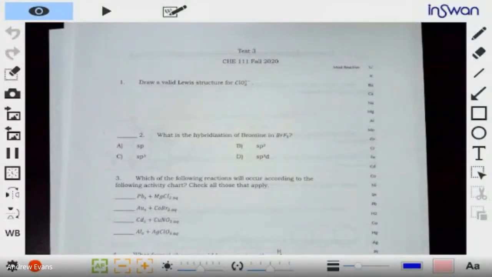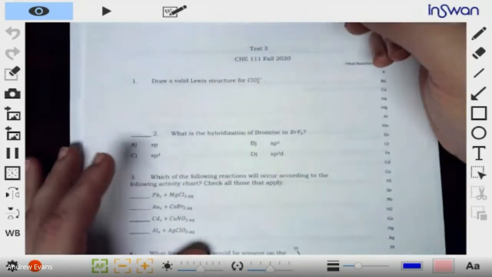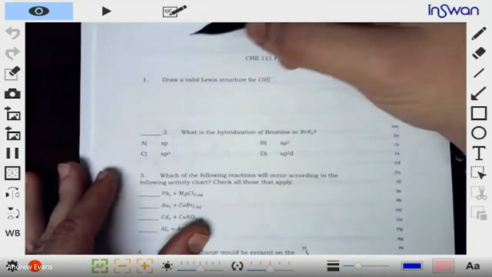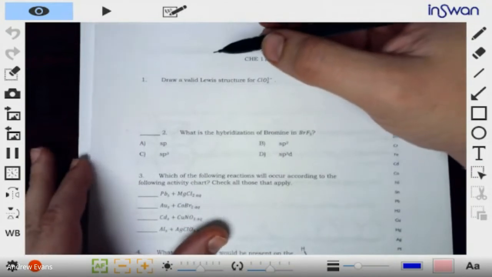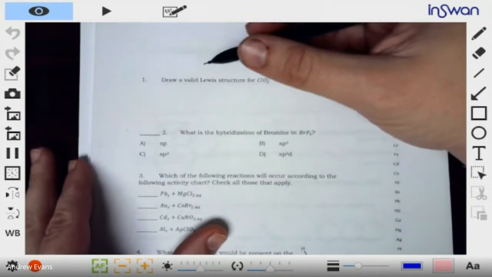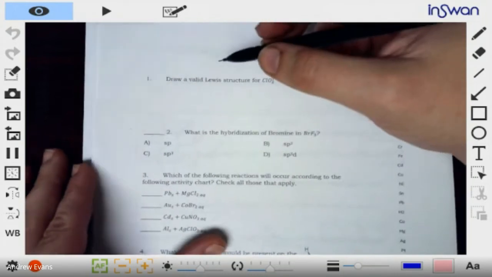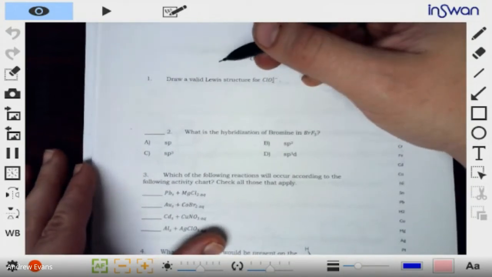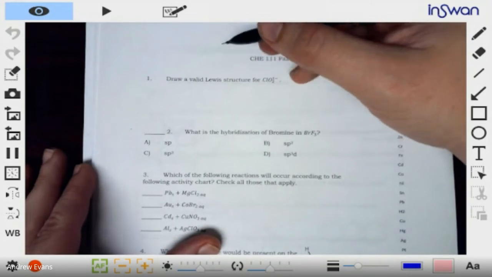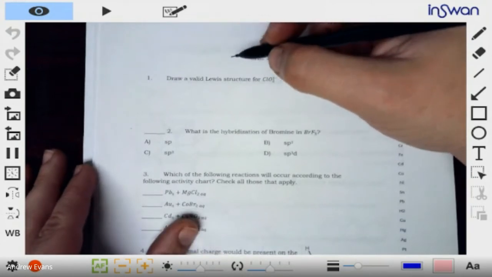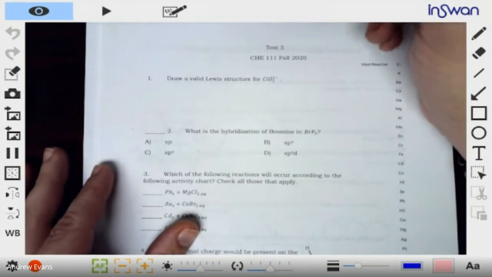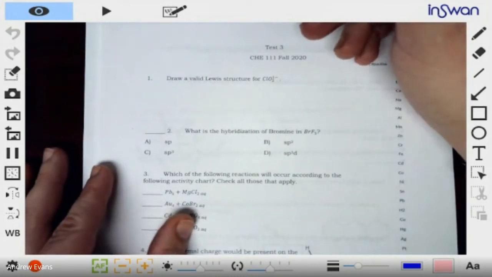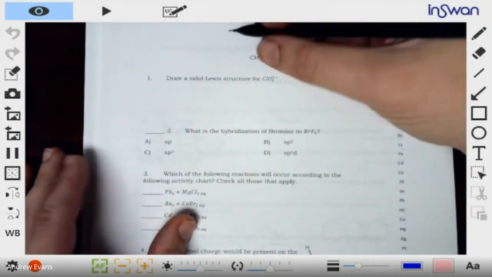Okay, so let's go through test 3 for fall 2020 for all those who can't make it to class right now. Just a heads up, the useful information sheet includes only the periodic table, the Pauling electronegativity table, and a solubility chart, as there are no equations to really use. So anything you may need, please include that on whatever cheat sheet.